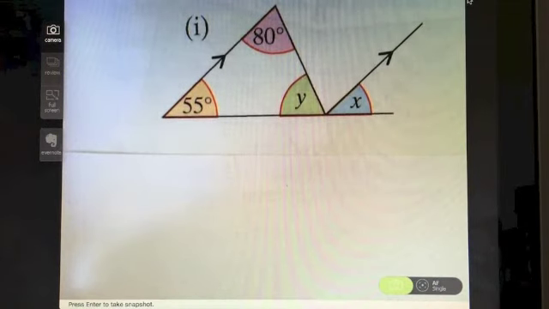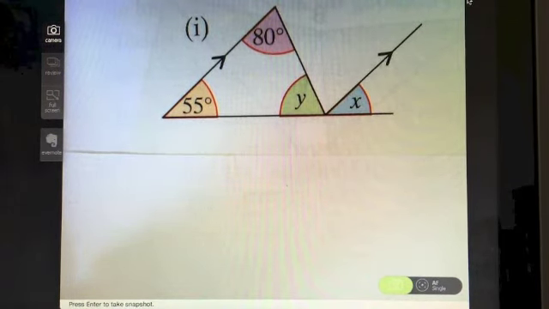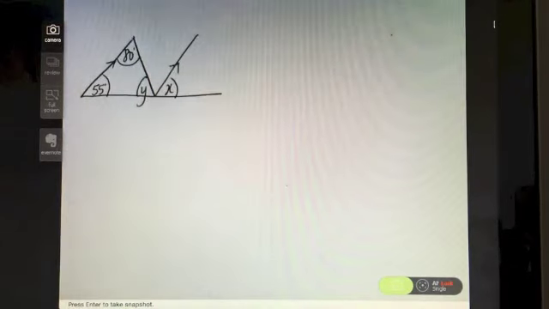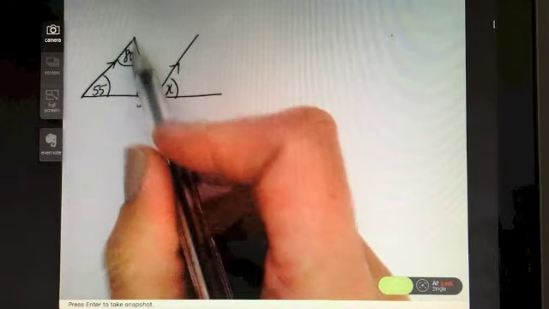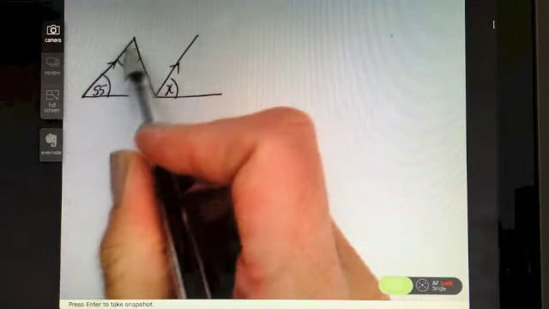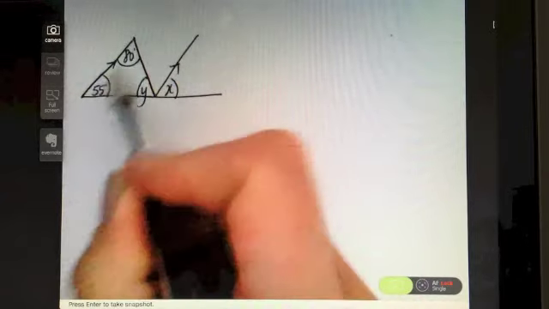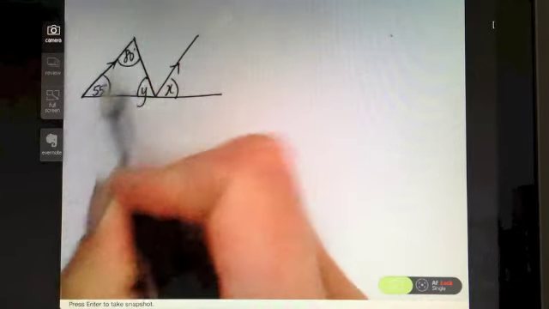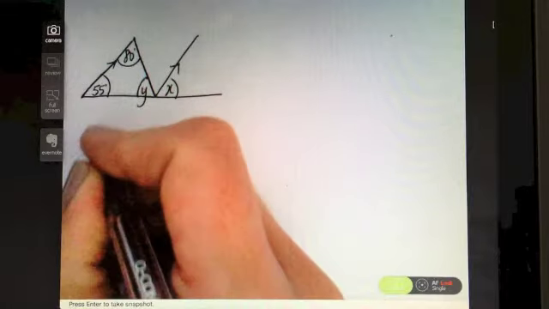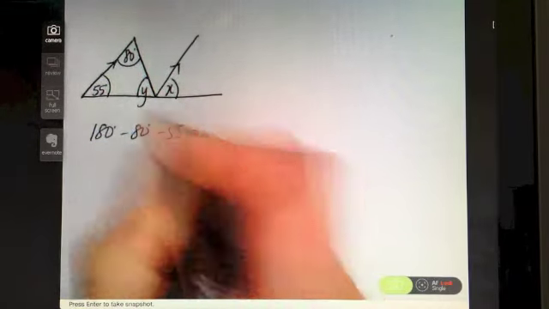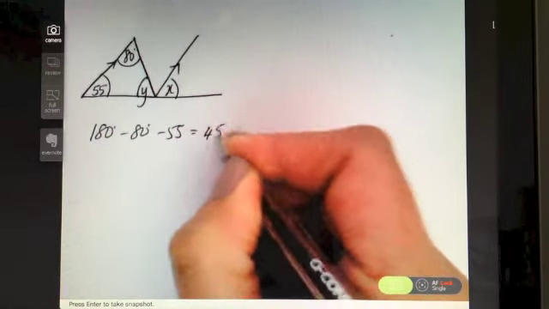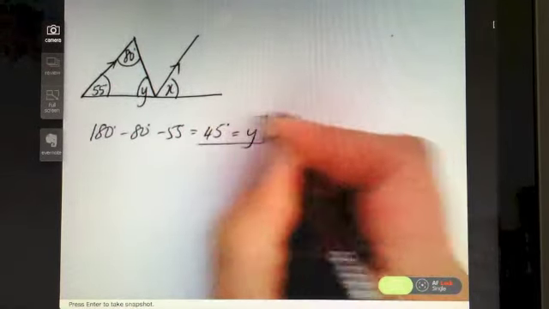Okay, try this question. So again, we're looking for the values of the angles Y and X. Press pause, see how you get on with this. Okay, so I've drawn another sketch for myself here. And the first thing I'm looking at is this triangle here. Given that I have 2 of the angles already, I know that the 3 angles in a triangle have got to add up to 180. So 180, take away 80, take away 55, has got to give me my Y, which is 45. So Y is 45 degrees.